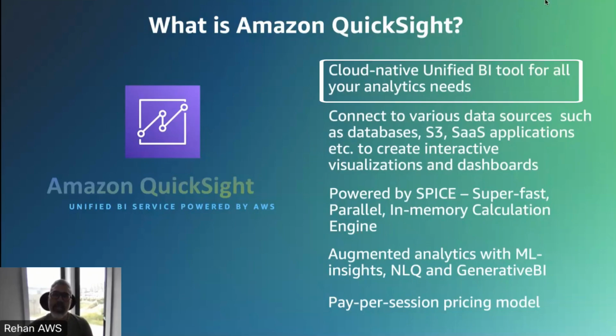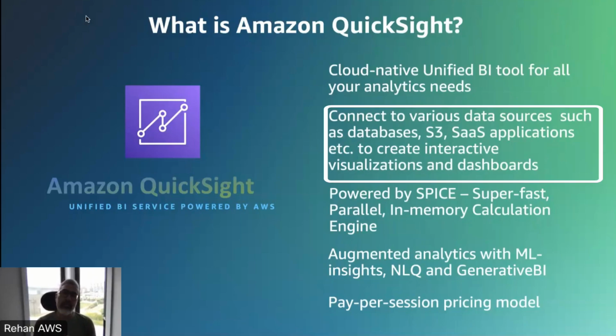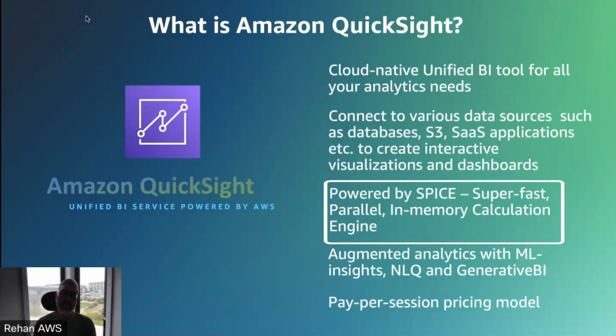Amazon QuickSight is a cloud-native unified business intelligence service, which provides you with dashboards and visualizations for all of your analytical needs. QuickSight is a managed service, so it connects to various data sources such as databases, S3, and SaaS applications such as Salesforce to create visualizations and dashboards. It's got its own in-memory calculation engine, which is called SPICE. SPICE stands for Super Fast Parallel In-Memory Calculation Engine.